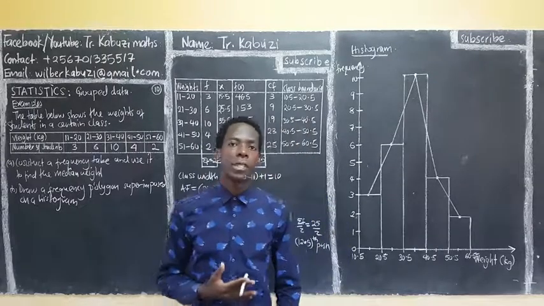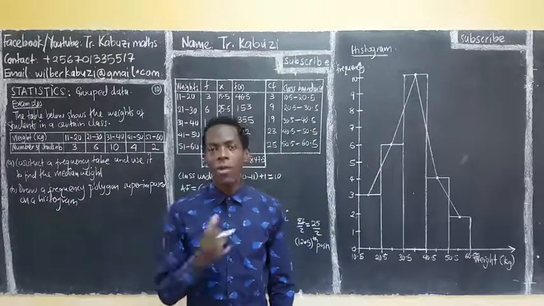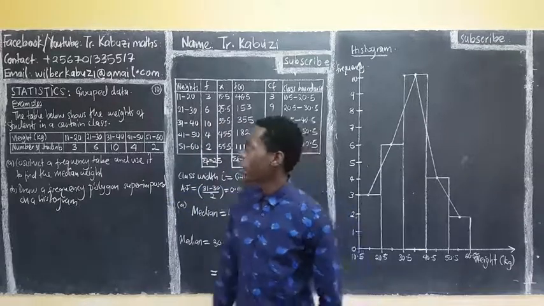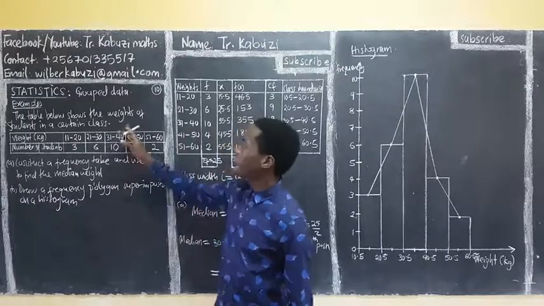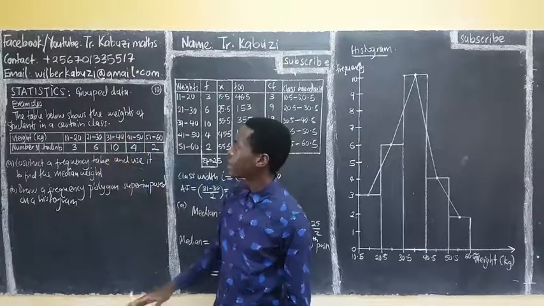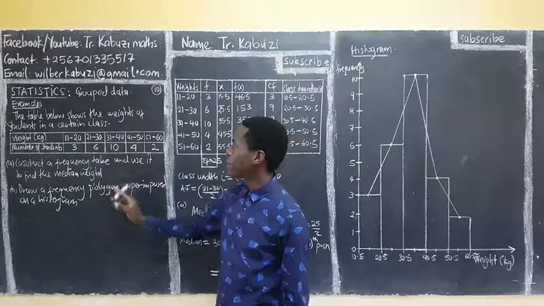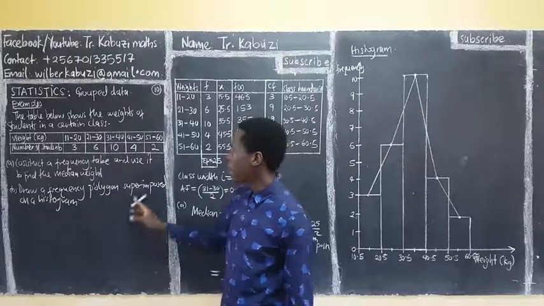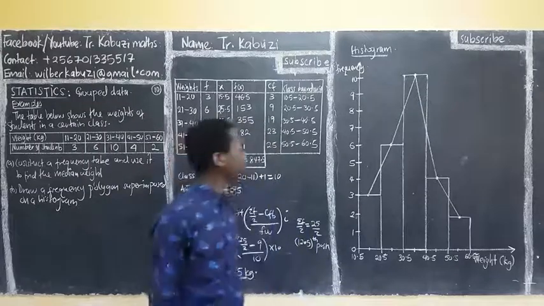We have seen how to do a histogram. Now we are going to see how we superimpose it with the frequency polygon. So here the question is: the table below shows the weights of students. Construct the table and find the median weight. Draw a frequency polygon superimposed on a histogram.